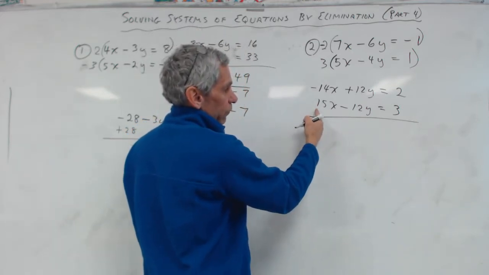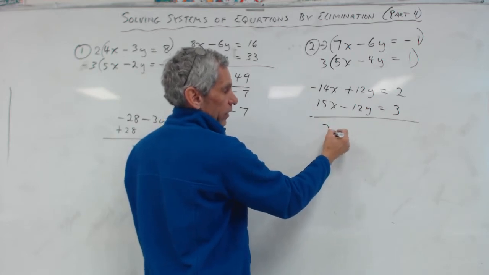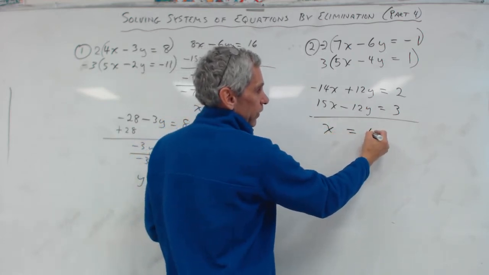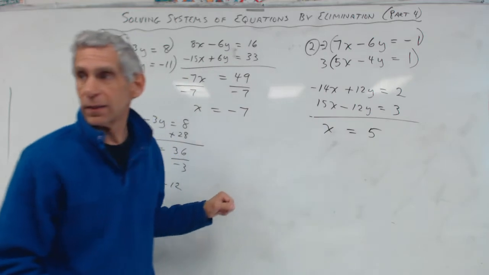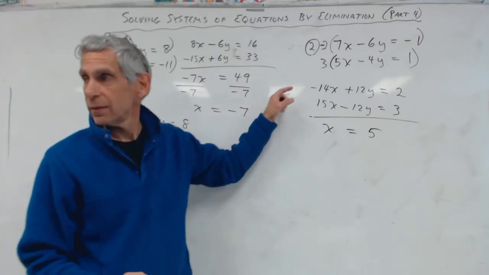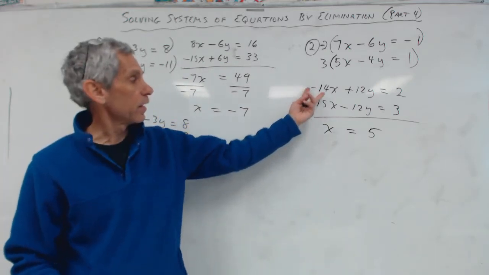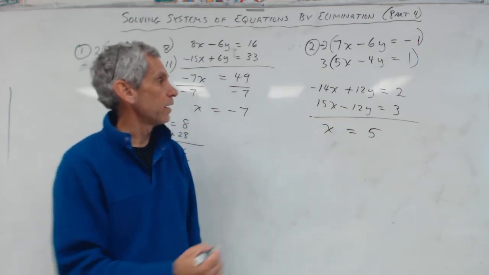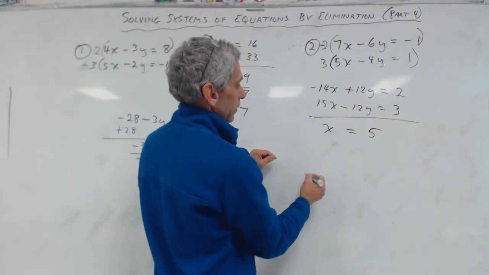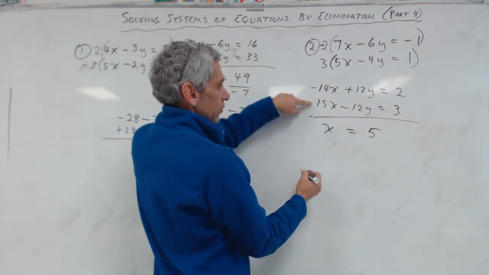Right. And so 15 minus 14 is just x, right? So x is equal to 5. Oh my gosh, that's so easy. We didn't have to do anything. I just added them together and I got x equals 5, just like, boom. And then y, I think I'll do this one.